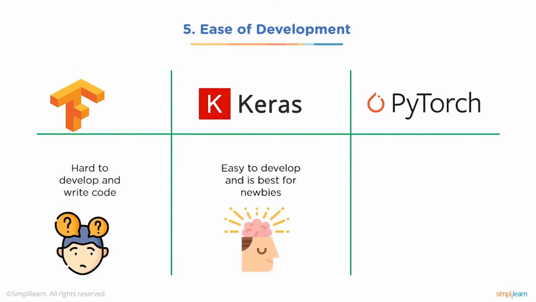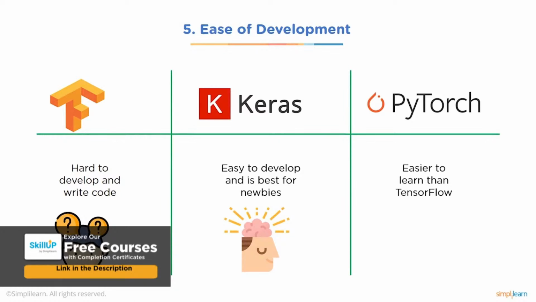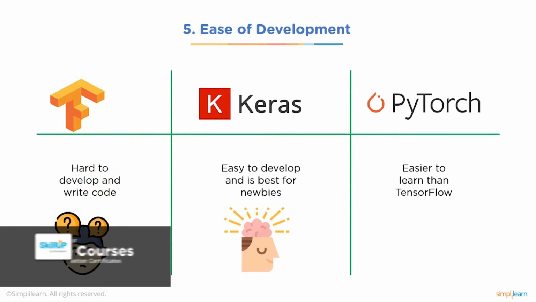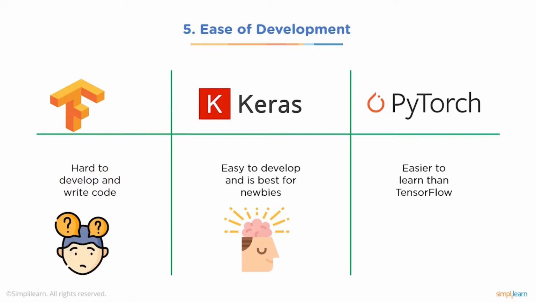Keras, on the other hand, provides a high level of abstraction which makes it very easy to use. It is best for people who are just starting out with Python and machine learning. PyTorch is easier than TensorFlow but is still comparatively harder than Keras. It is not very easy to learn for beginners but is significantly more powerful than just plain Keras.